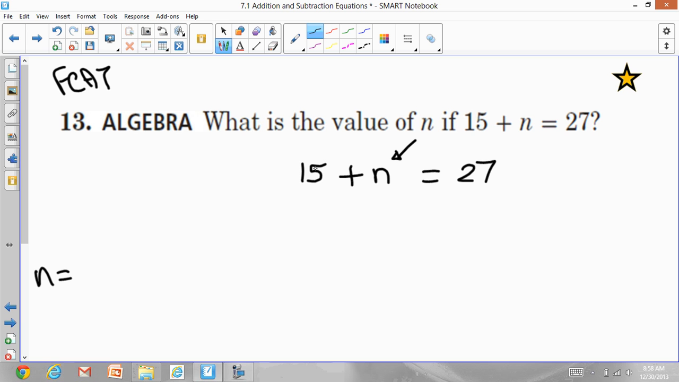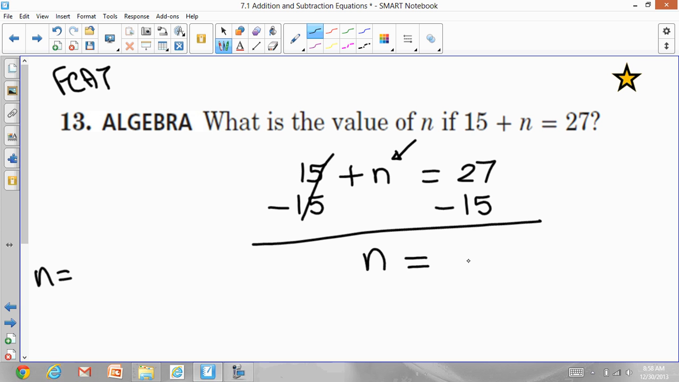So you want to get rid of the 15. 15 is being added to n. So the opposite of adding a 15 is subtract 15 on the left and subtract 15 on the right. You can only write the number below the number. 15 minus 15 cancels, they both equal 0. So I'm just not going to write the 0, bring down the n equals 27 minus 15, which is going to give you 12 as an answer. And that is the value of n.